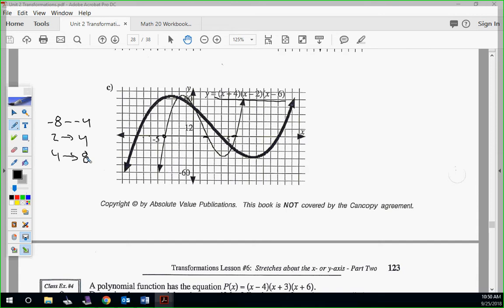So that means we want to, now this is tricky because there's 3 x's there. So what are we going to do? Yep, 1/2 where all the x's are. So you're going to have to go like this. You're going to go 1/2 x plus 4, 1/2 x minus 2, 1/2 x minus 6.